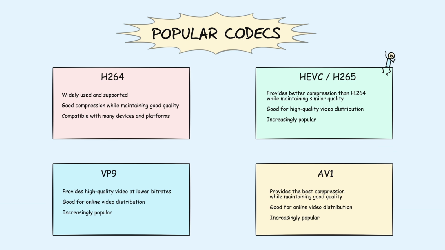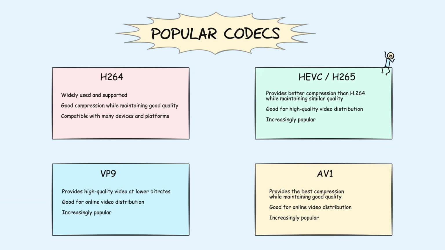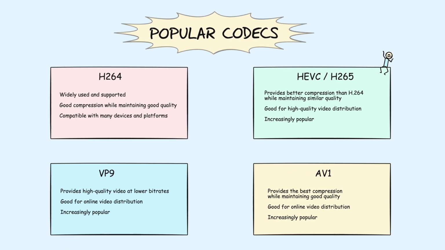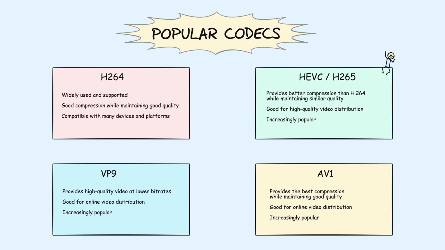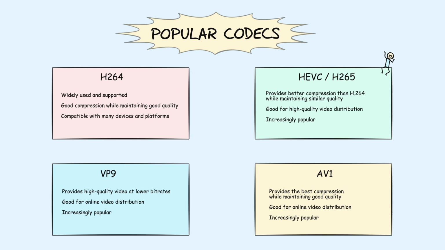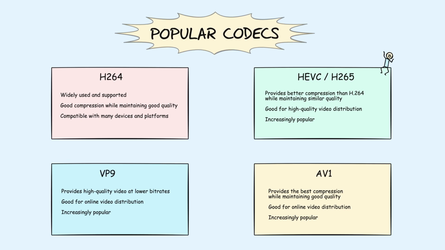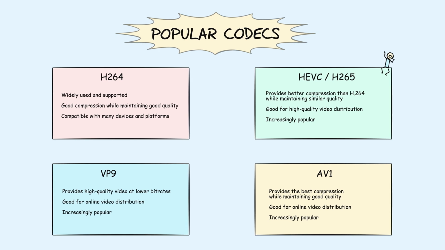H.264 is a widely used and supported codec, provides good compression while maintaining good quality, and is compatible with many devices and platforms. HEVC, which is also known as H.265, provides better compression than H.264 while maintaining similar quality, is good for high quality video distribution, and is becoming increasingly popular.